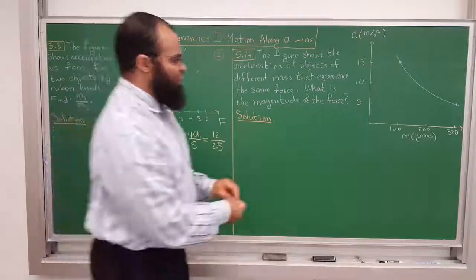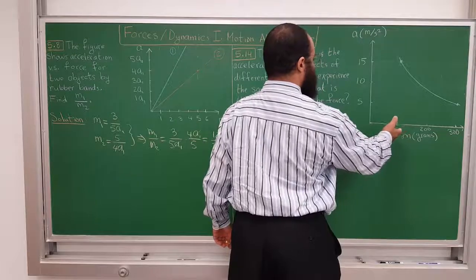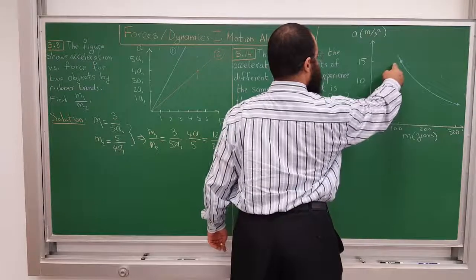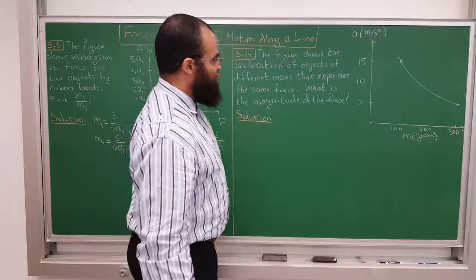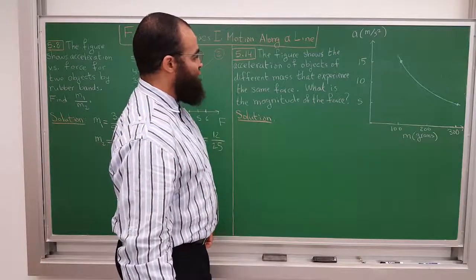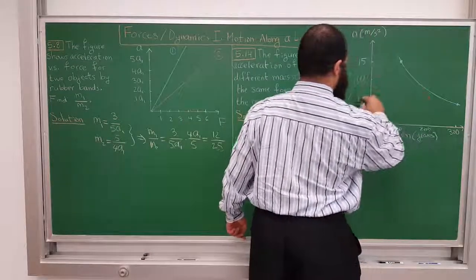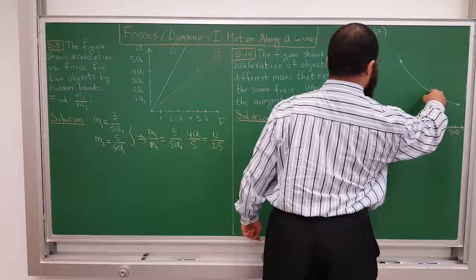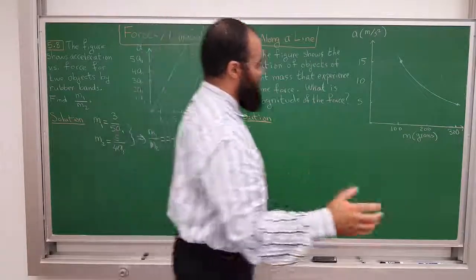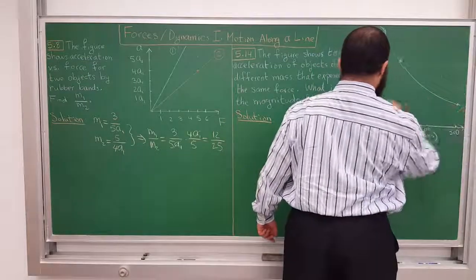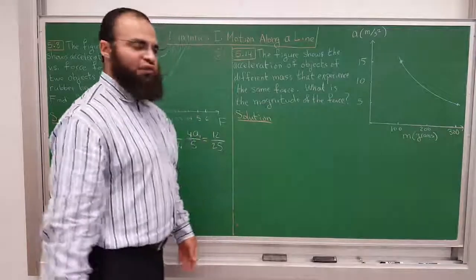So let's say the first object is 100 grams. You apply a certain force to it, and it gives you an acceleration of 15 meters per second squared. If you apply that same force to 200 grams, you get an acceleration of somewhere between 5 and 10, maybe 8. If you apply the same force to 300 grams, the acceleration is 5. And so the question is, what is the magnitude of the force?